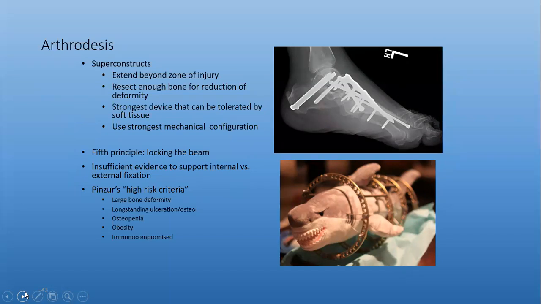The arthrodesis is next. Whenever we're talking about Charcot, it's the more the merrier, the more hardware, the better. These super constructs extend beyond the zone of injury, i.e. those plates and screws go both proximally and distally past the area of the Charcot destruction. You want to resect enough bone for the reduction of the deformity.